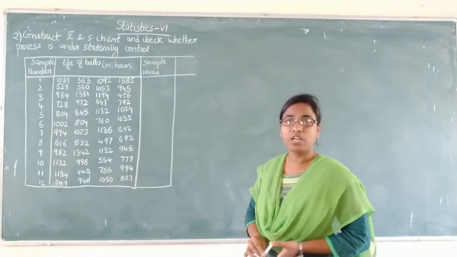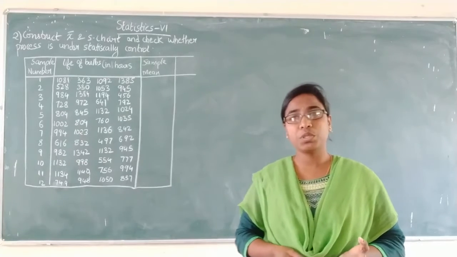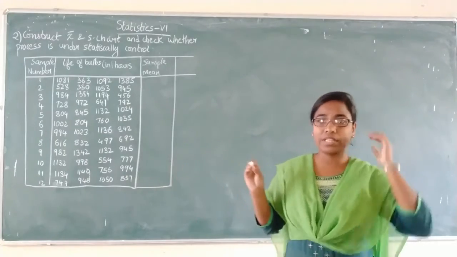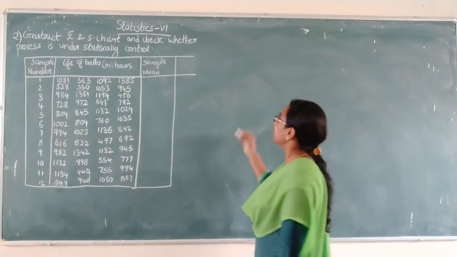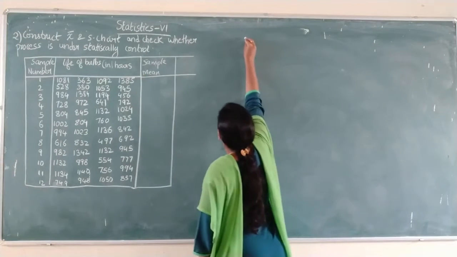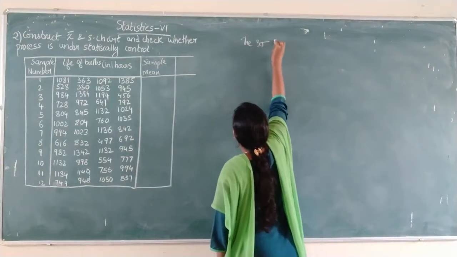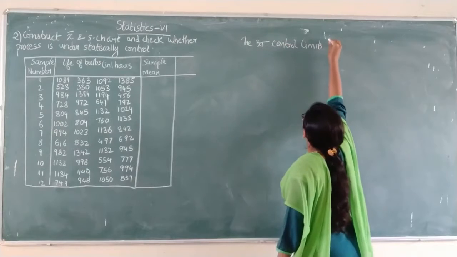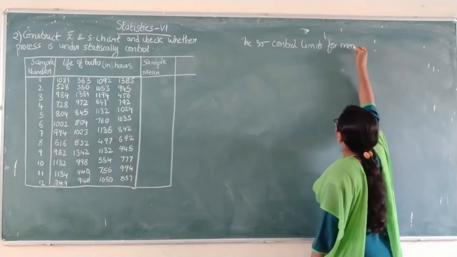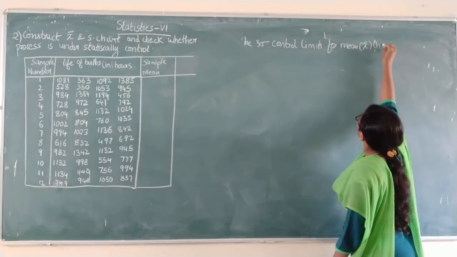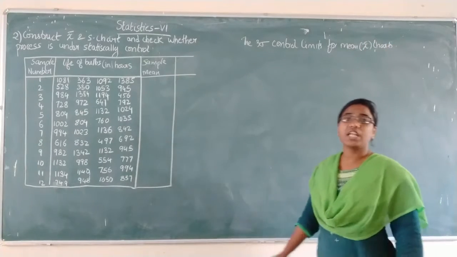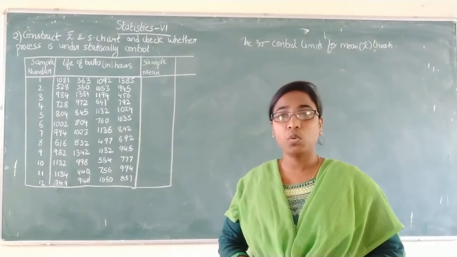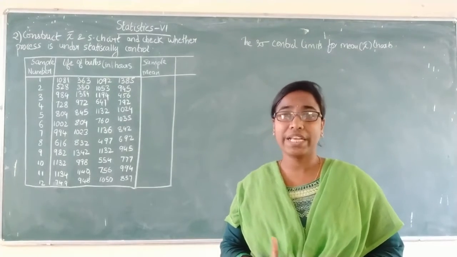In the second case we had two methods. First one is by using the range, which we have done in the previous problem. Now we will be doing the second method, that is by using the sample standard deviation. The 3 sigma control limits for mean chart. Mean chart means that is X bar chart. So what are the 3 sigma control limits for the mean chart? In our previous problem we took X double bar plus or minus A2 R bar. If you are using range, you will get A2 R bar.